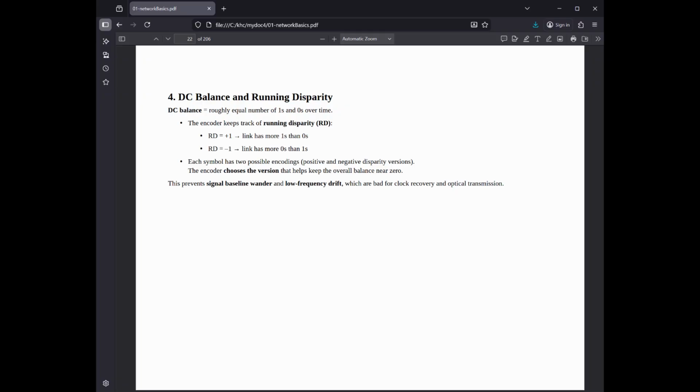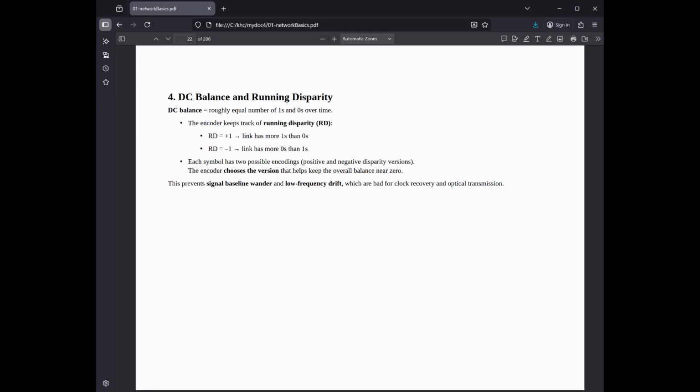How running disparity, RD, achieves DC balance. The encoder uses the running disparity to intelligently choose between alternative encodings for the same 8-bit data. 1. Dual code options. Many 8-bit data words, specifically those that would result in a non-zero disparity if only one 10-bit output was available, have two possible 10-bit encodings in the lookup tables. One version has a positive disparity, for example +2. The other version is the bit-inverted version and has a negative disparity, for example -2. 2. The encoder's decision. Before transmitting a 10-bit symbol, the encoder checks the current running disparity.